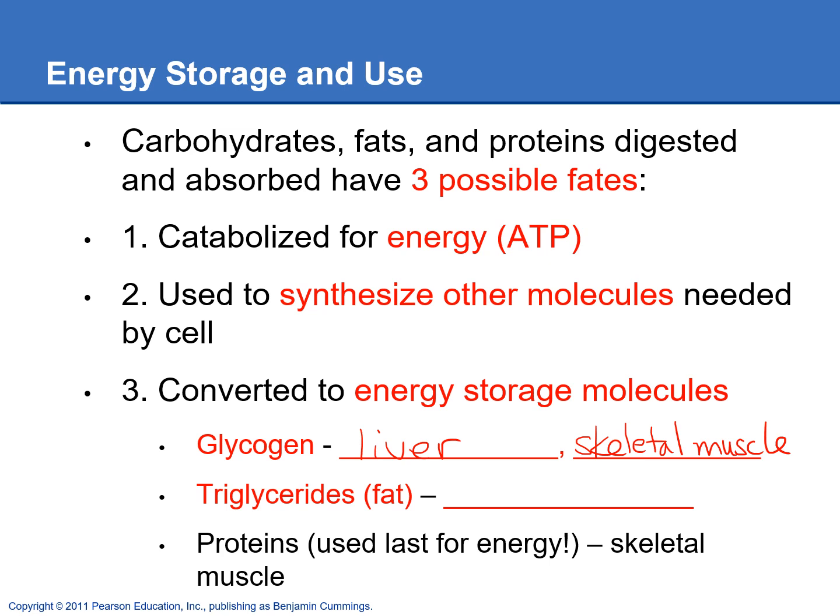And then triglycerides, also known as fat, are stored in the adipose. And then we also have proteins. They're stored in the skeletal muscle, but that's a last resort. You're only going to start breaking down those proteins in your skeletal muscle to use as an energy source when you're starving. You'll go through your triglycerides and your glycogen stores first, and once those are gone, then you'll start breaking down the proteins in your muscle. So those are a last resort.